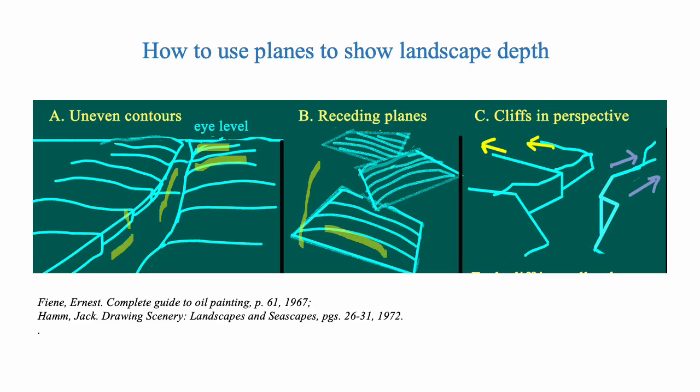The planes get smaller, thinner, and more horizontal with distance. So this one is pretty diagonal, this is less diagonal, and this one's almost horizontal. And then in this final image, I show cliffs in perspective. Some of them converge toward a vanishing point on the left, and others go toward the right.